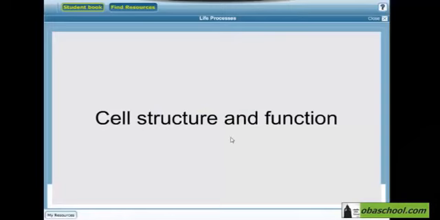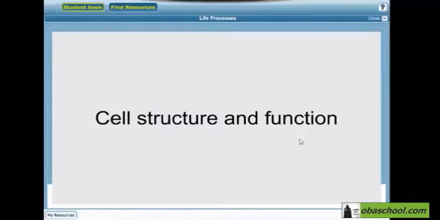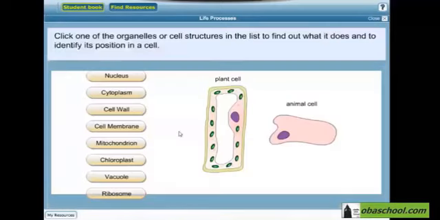After studying the structure of the cell, we are going to now discuss the function of the cell and the function of all of the parts inside the cell. Here we see the cell structure and function together. So now we are going to look into the function.